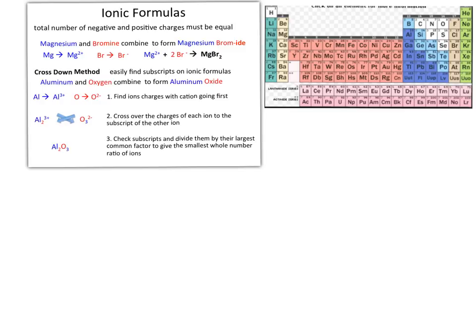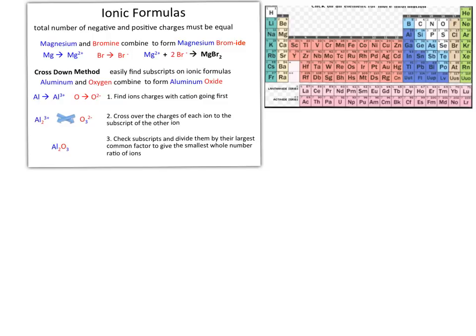So another way to approach these problems is something called the cross-down method. So what's the cross-down method? Basically, what you do is you take the components of the name. So aluminum and oxygen are going to combine to form aluminum oxide. If I told you, hey, take aluminum oxide and turn it into its ionic formula, I have this name and I want to go to formula.